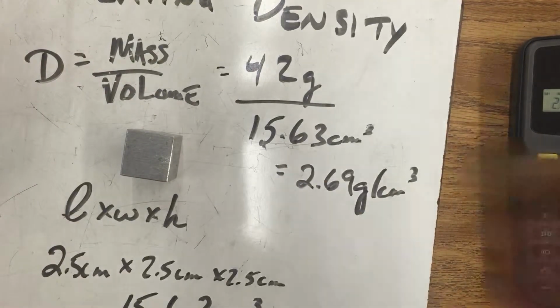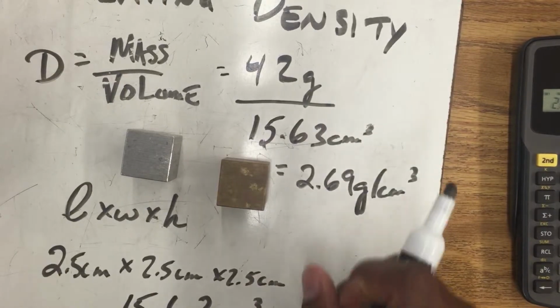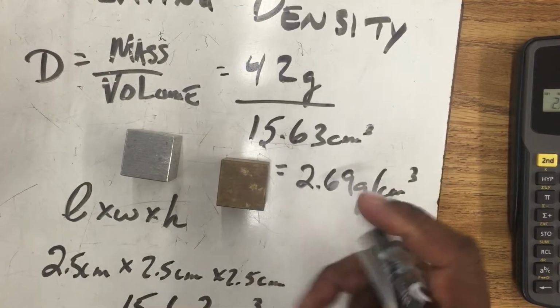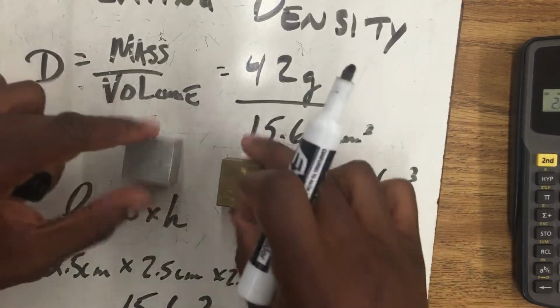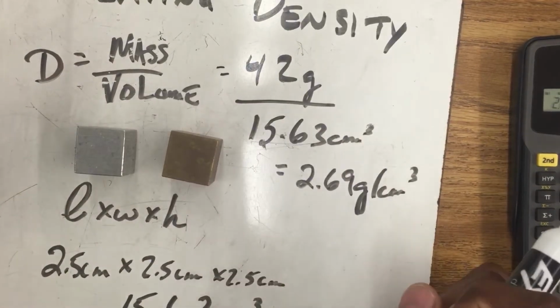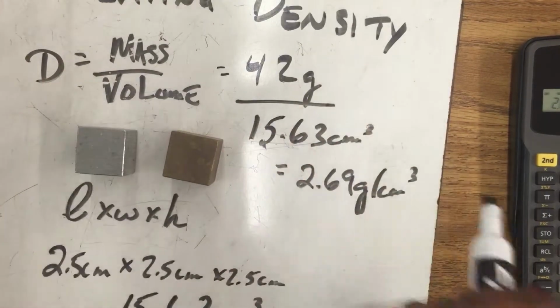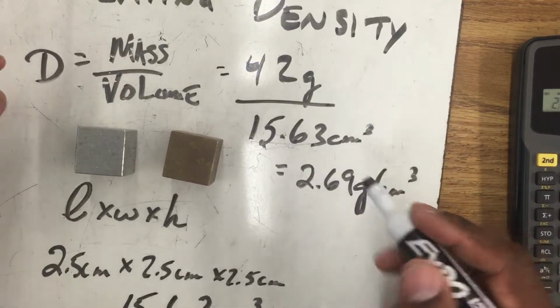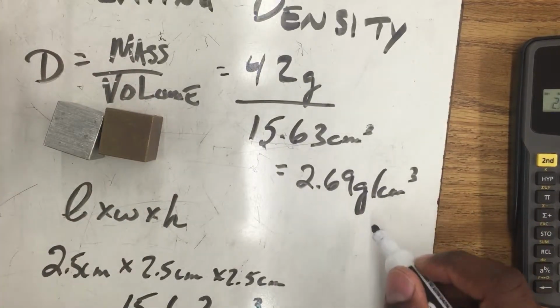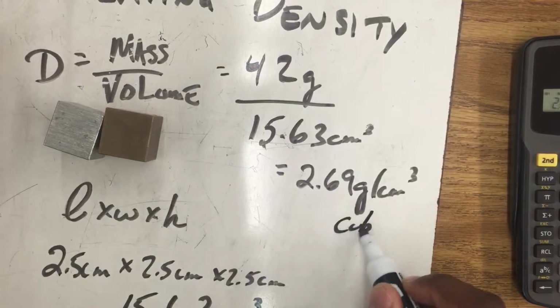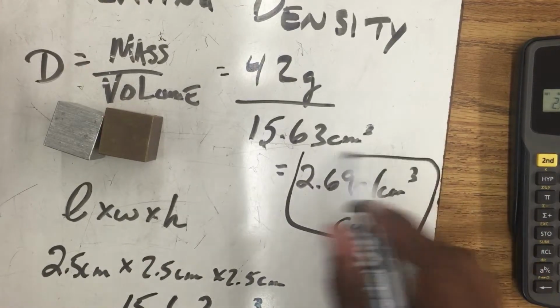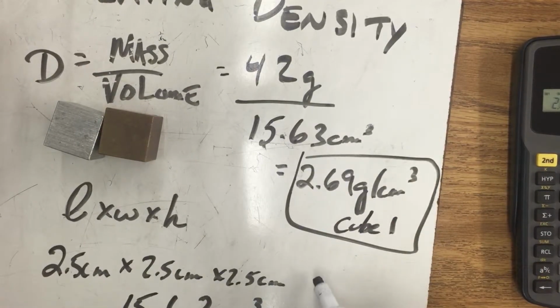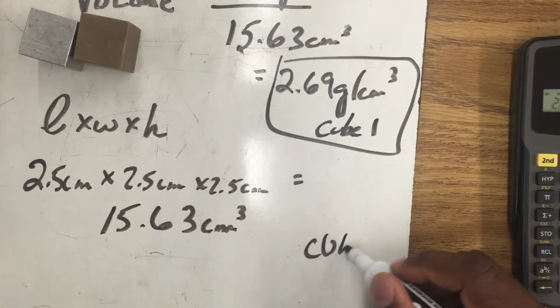Now, what about this one right here? They're the same size, so we know they're going to have the same volume. So now we should be able to tell which one of these is more dense, even though you haven't held them in your hands yet. We already know the volume. Let's call this one cube 1. So let's see what the density of cube 2 is.